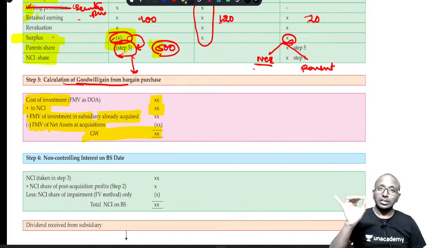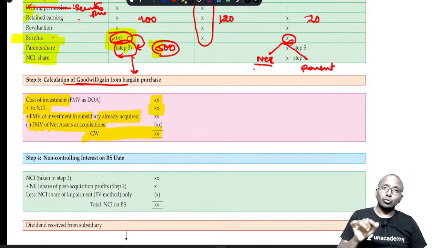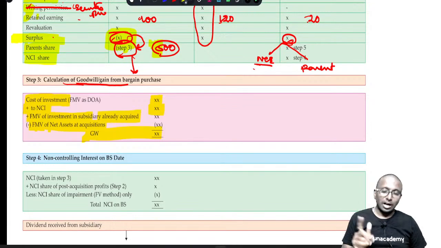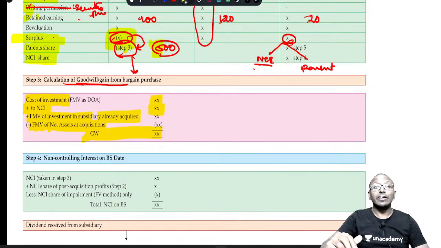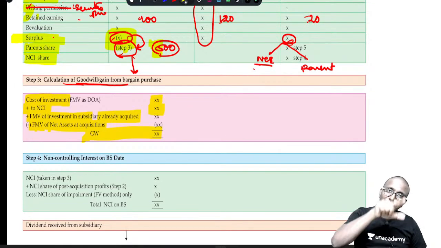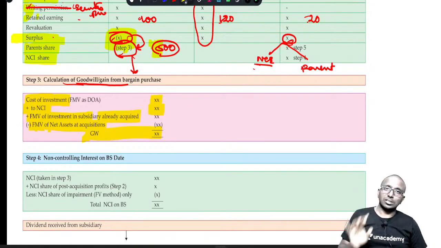if you can prove it, then that capital reserve amount will be routed through OCI and sit in reserves and surplus. If you are not able to show evidence for it, then it should not be transferred to OCI. It will directly go and sit in reserves and surplus.